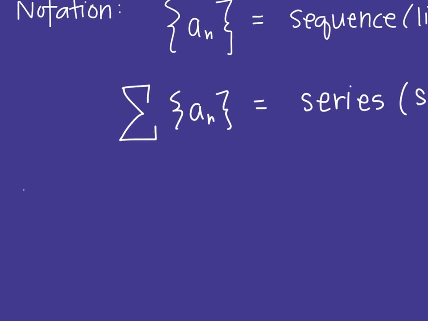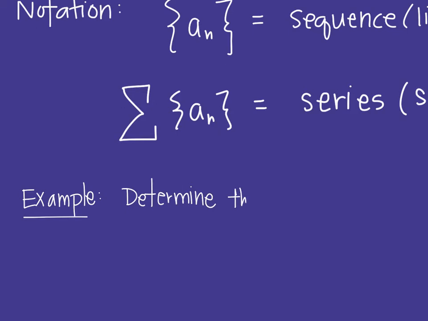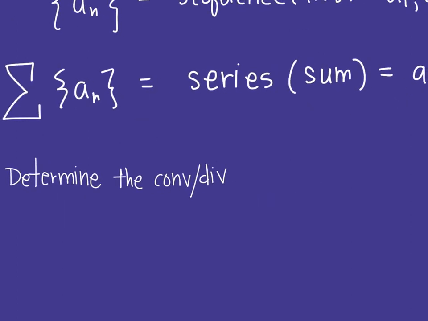So here's our first example. Determine the convergence versus the divergence, so it's one or the other, of the series sum of (-1)^n as n goes from 1 to infinity. And we're going to do this right now by exploration.